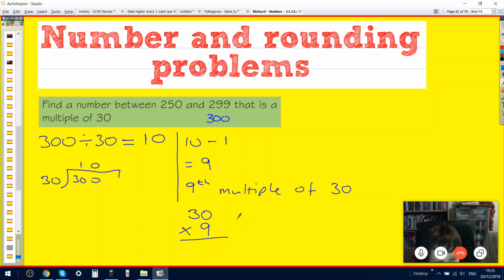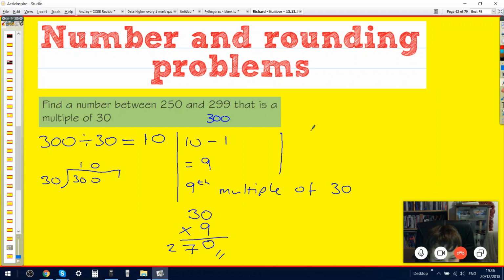And so if you're doing the column method, well, this is the way I like to do it: 9 times 0 is 0. And 9 times 3 is 27, but it's actually 30, so it's 270. So I think 270 is the answer. Yeah. Because that's in between 250 and 299, and it's in the 30 times table. Yeah. Any questions there? No, I don't think so.